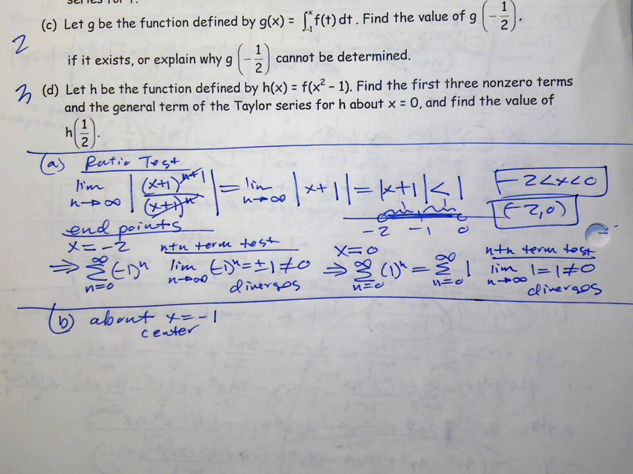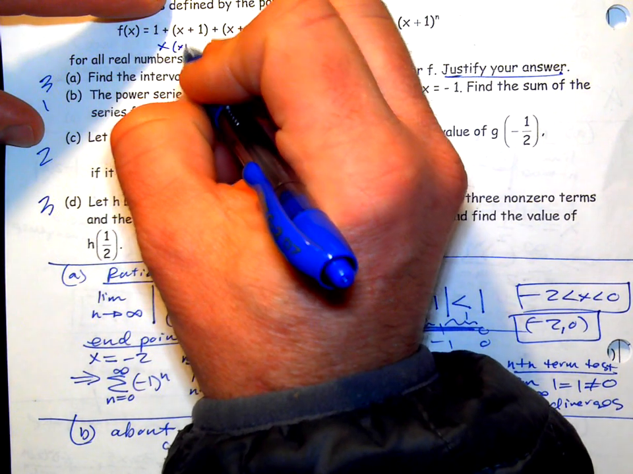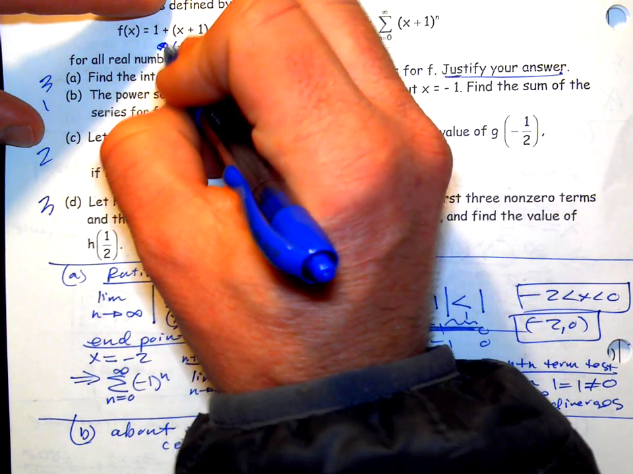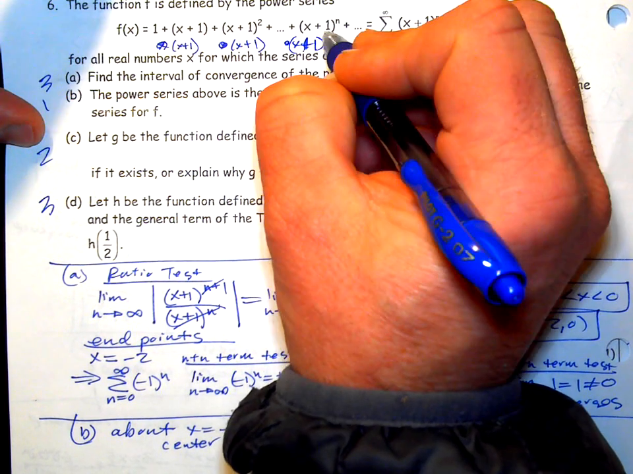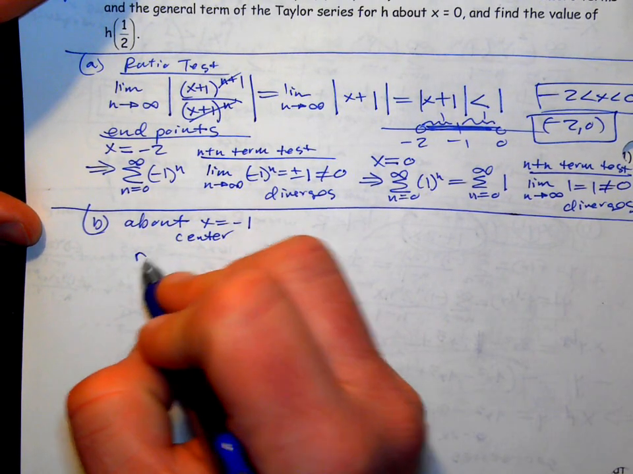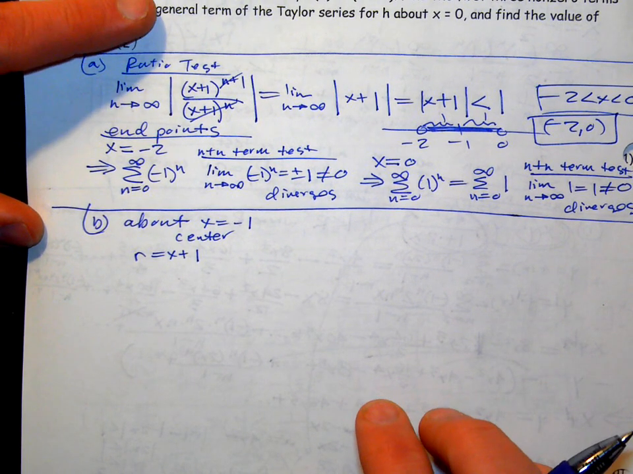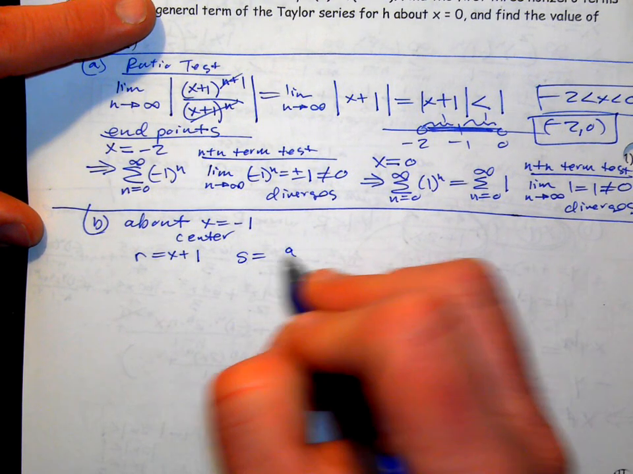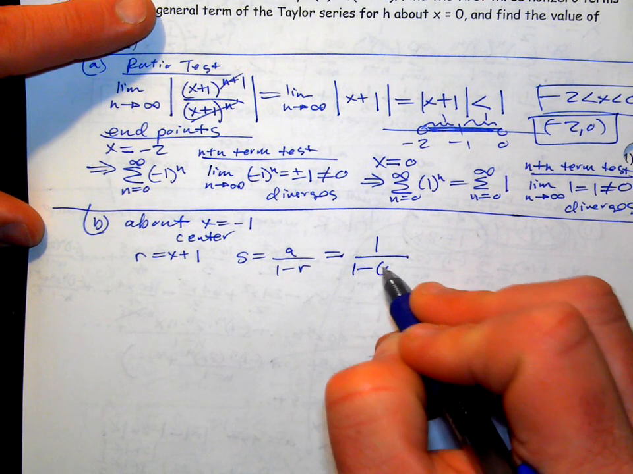find the sum. So now power series came from geometric series, and you can see that the series is times x plus 1 times x plus 1 times x plus 1, right? So that's the common ratio. The common ratio is x plus 1, which is what we got here. So r equals x plus 1, and we're trying to find the sum of it. So the sum equals a over 1 minus r. The first term is 1 over 1 minus x plus 1.